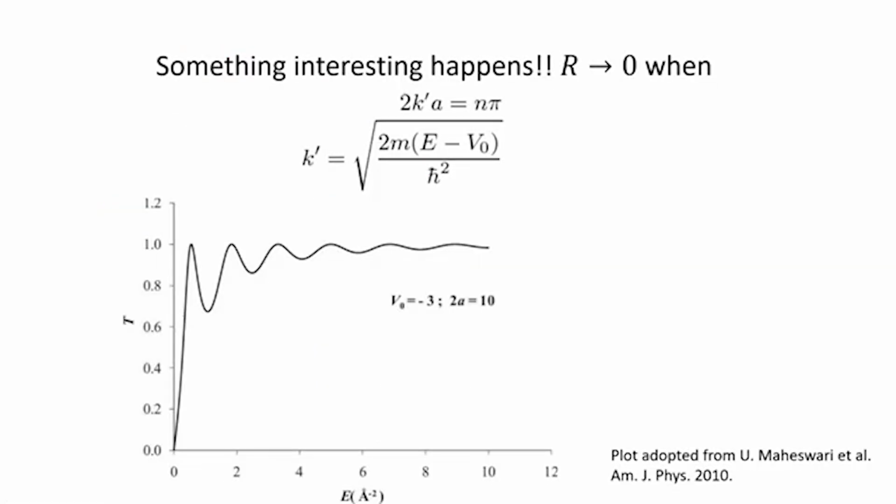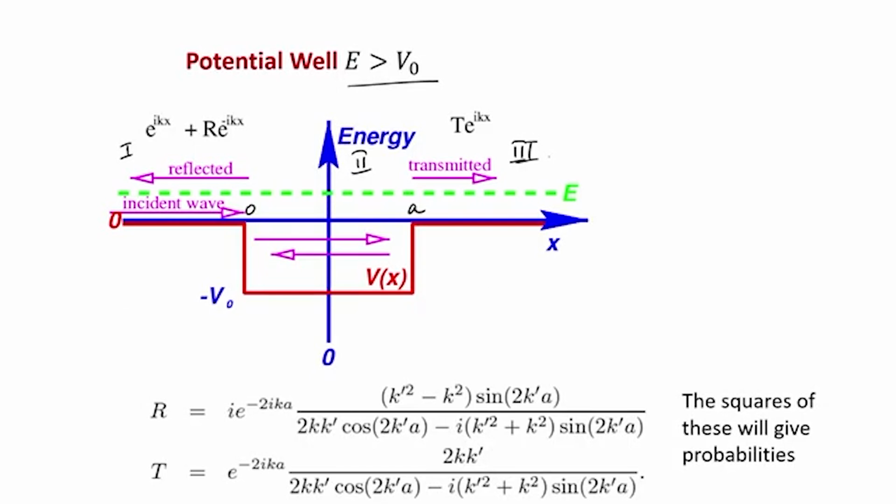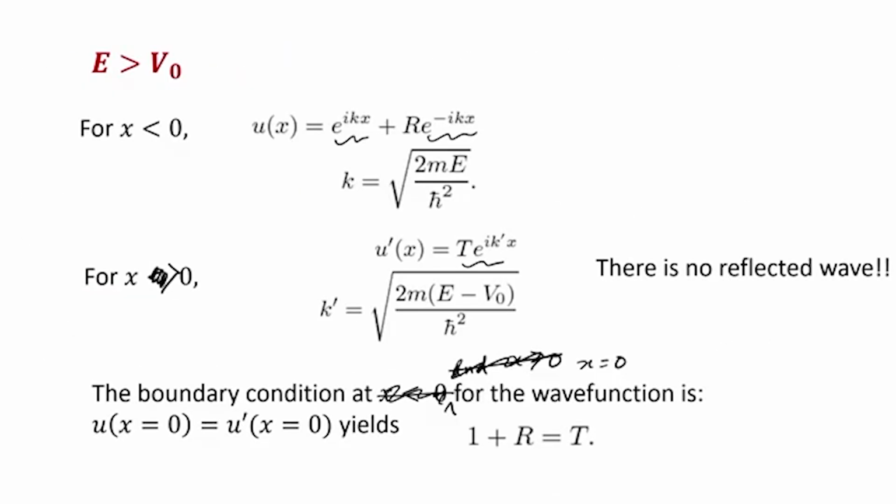Something interesting happens if you look at the reflection coefficient, which has a sin 2k'a in the numerator. Sine being a harmonic function, it will tell you that this reflection will go to 0 for certain values of k', and k' is a variable because k' is related to energy. It is 2m(E minus V0), and so on. Because it is related to energy, k and k' are the 2 wave vectors which are written here, these wave vectors that you see on the screen.